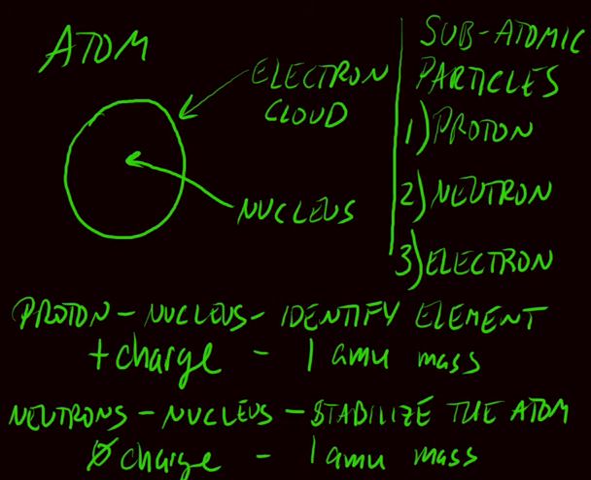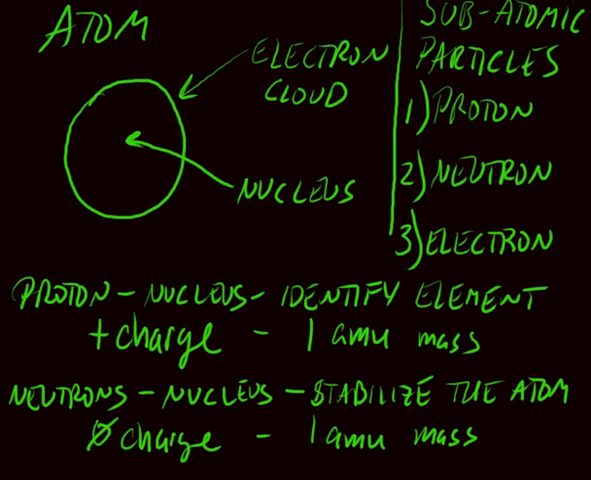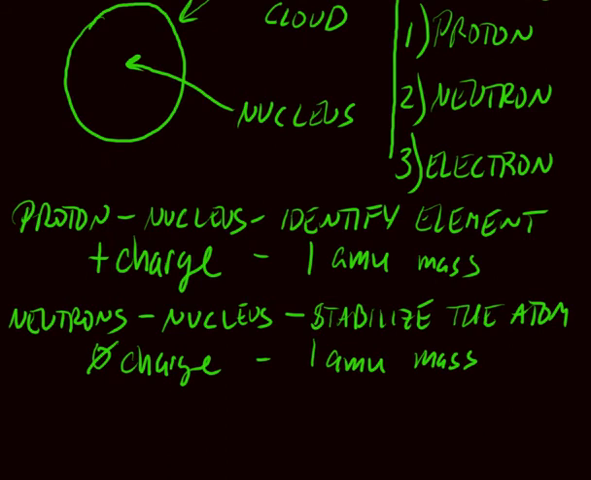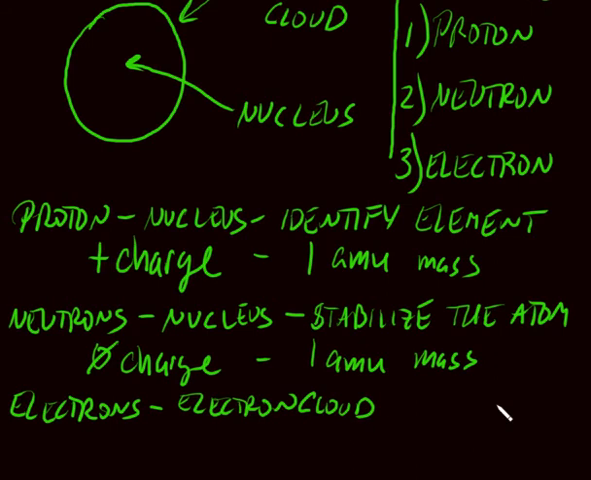So protons and neutrons, these are the two particles that reside in the nucleus. And our third particle, the electrons, they obviously reside in the electron cloud. And they have a number of purposes. They are chiefly involved in bonding with other atoms. Without electrons, atoms will not bond together.